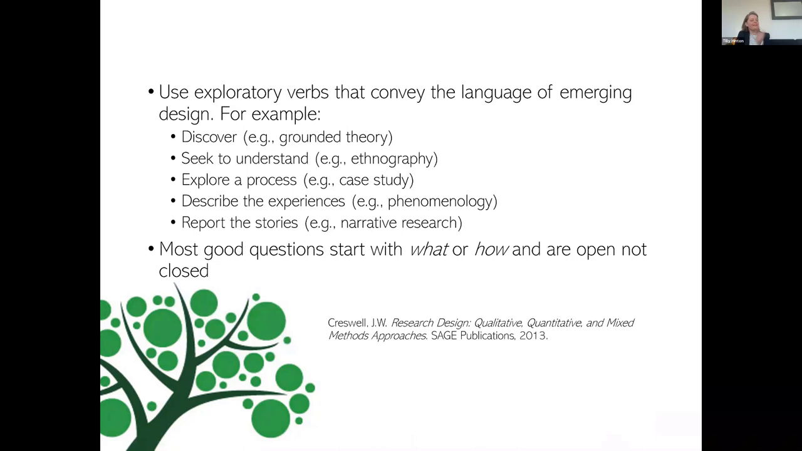Okay. And then the kinds of verbs that you use in the questions hint at the sorts of approaches that you're seeking to use. I've given a list of those there. I'm not going to read through those now, but you'll have them for your reference. There's a great book by Creswell about research design, and that's where these come from. Good research questions usually start with what or how, and they are open questions rather than closed questions, as in you don't want them to be a yes or no answer.